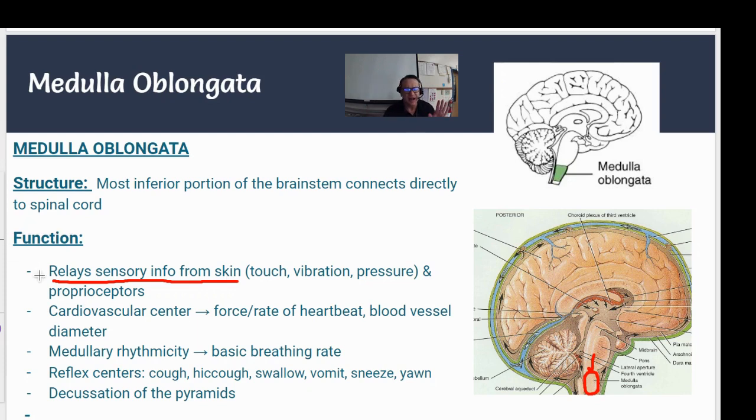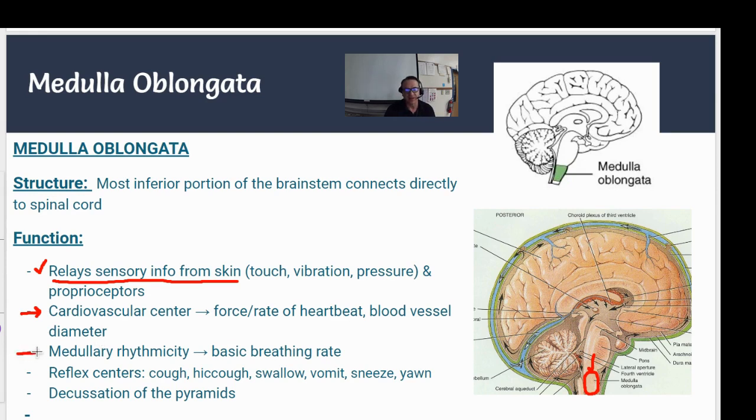But anyways, I would be careful with this one, because if you just put this as a function on the test, that sounds a lot like thalamus to me. So I would focus more on these down here. Cardiovascular center: the force and rate of the heartbeat. Basically, this is how you control your blood pressure and blood vessel diameter. The wider, the lower the blood pressure. If it constricts, that raises your blood pressure.